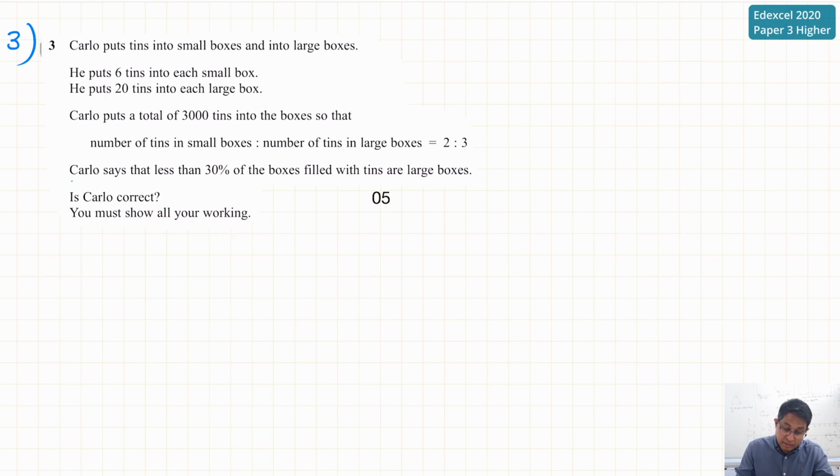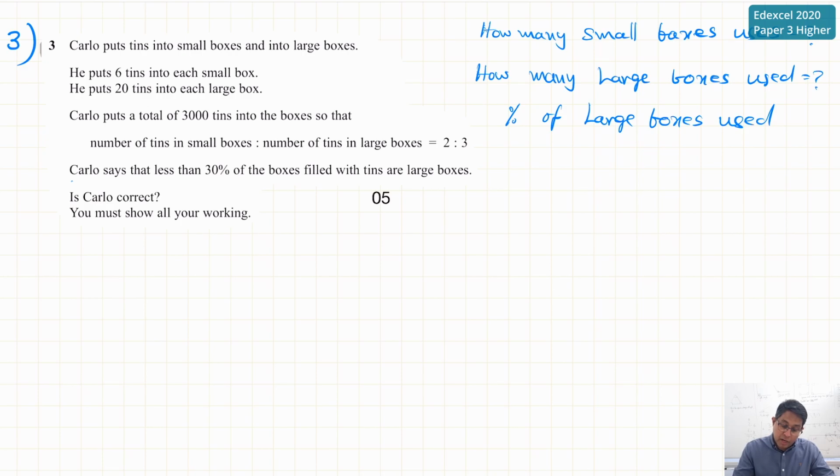And Carlo says that less than 30% of boxes filled with tins are large boxes. You need to decide whether Carlo is correct or not. You must show your working. Let's see how you can do this. To decide whether Carlo is correct or not, you have to find the percentage of large boxes. To find that percentage, you need to know how many small boxes he used. If you know these two, you can work out the percentage of large boxes he used. That's equal to the number of large boxes divided by the total number of boxes. You need to times this by 100%.